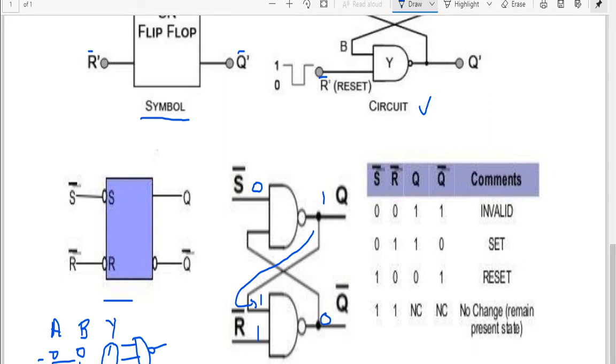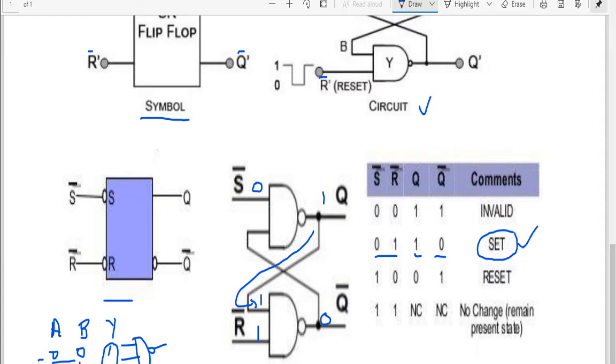So here Q is 1 and Q bar is 0. Now, as we know, Q bar is the complement of Q. So when S is 0 and R is 1, Q is going to be 1 and Q bar is going to be 0. So this state in this SR bar latch flip flop is called a set state.